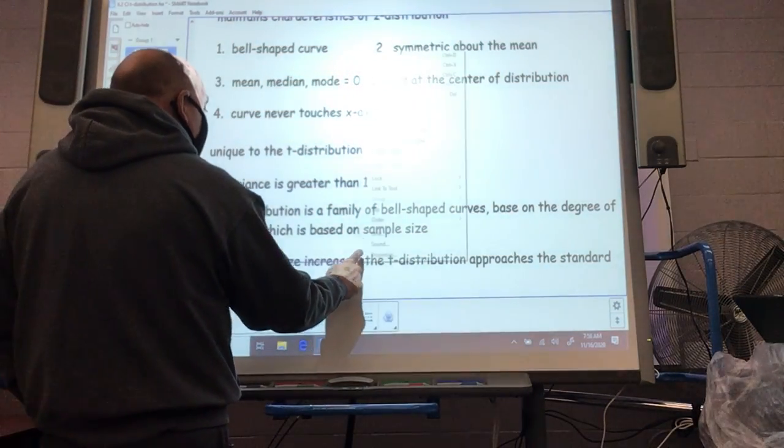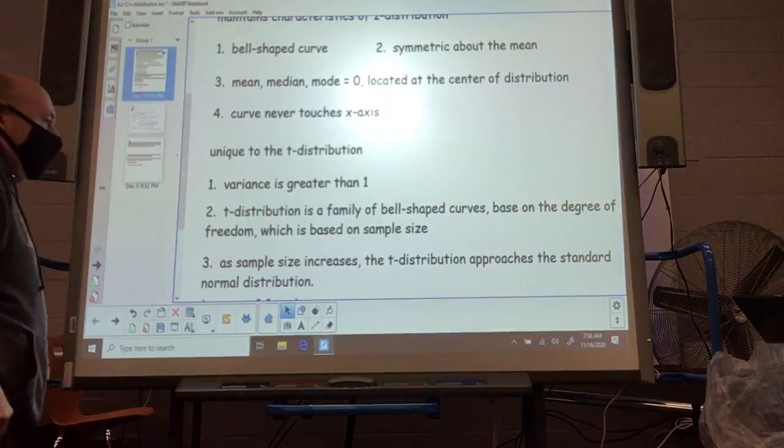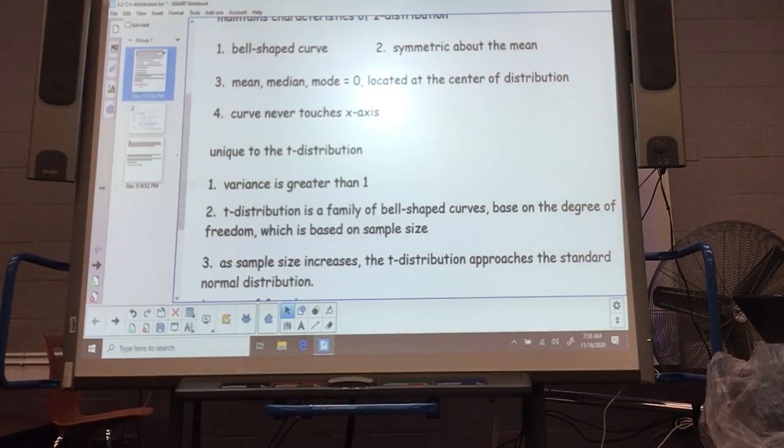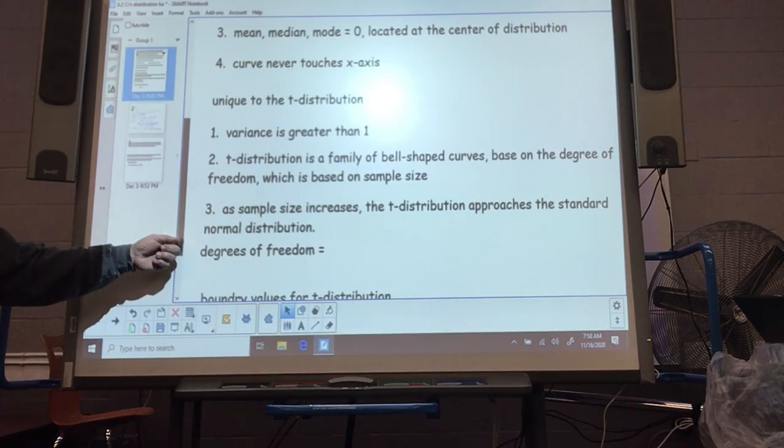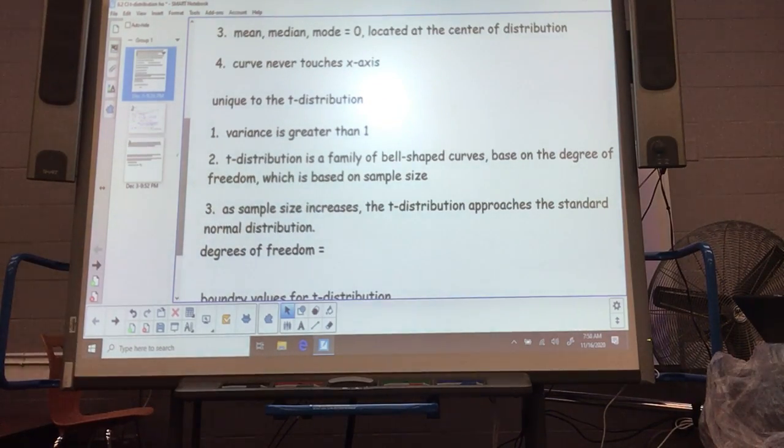As the sample size increases, the T distribution approaches a standard normal distribution. Once again, law of large numbers. As the sample size gets greater, you will approach a normal distribution. Law of large numbers.